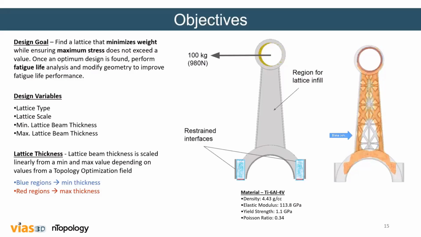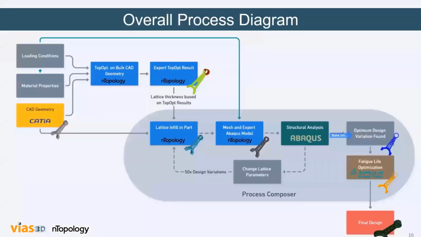If we go to the next slide, we'll talk specifically about how all of this is done, step by step. And these are labeled by the software that's being used. So you, as an engineer, would start here defining some material properties, a CAD geometry, and some loading conditions. In this case, we just have one load case, but we could have multiple.